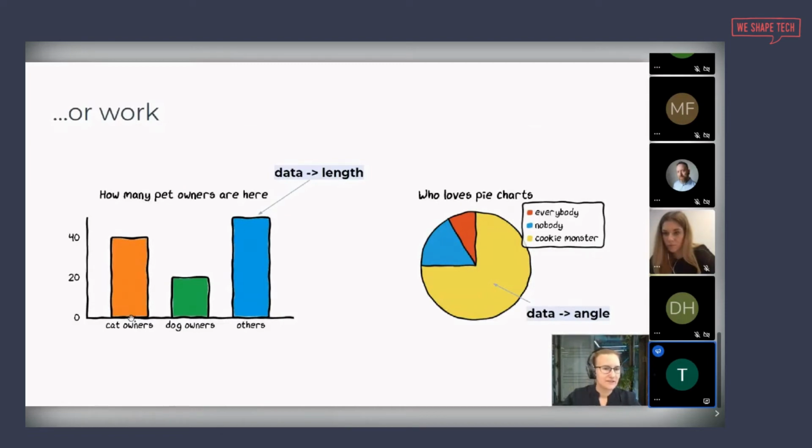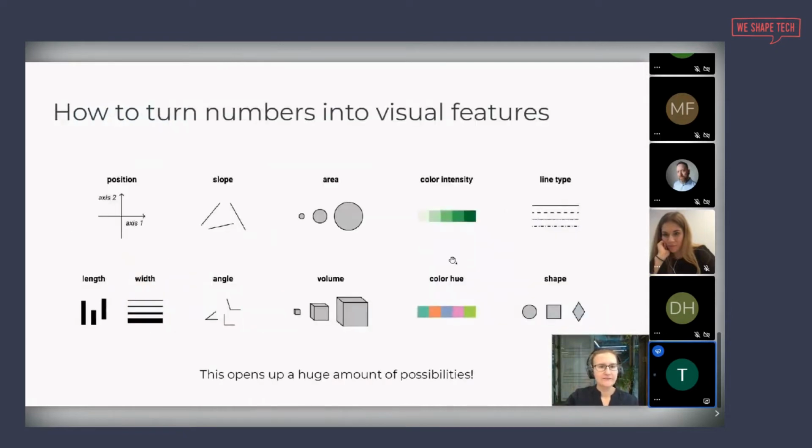In this case, the bar has a length of 40 units, and this bar has a length of 20 units. And similarly here, we also encode the number as a visual feature, but in this case, it is an angle. And here we see that the angle that corresponds to the data of Cookie Monster is 75%. This is a fundamental principle of data visualization, that we try to turn numbers into visual features. And apparently these three that I discussed just a moment before are just some examples.